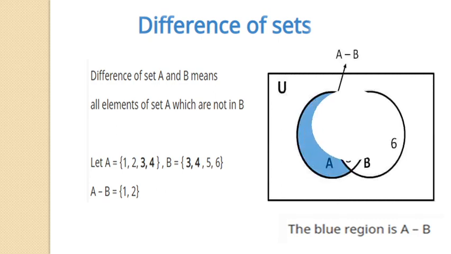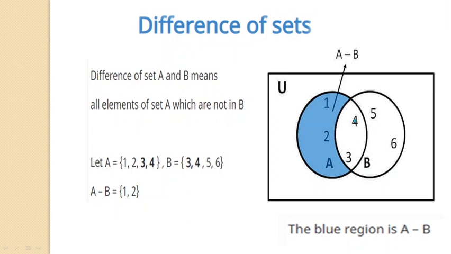Now difference of sets. Difference of set A and B means all the elements of set A which are not in set B. So A and B: 1, 2, 3, 4 and 3, 4, 5, 6. What do we have to do? We have to subtract the elements of B from A. So is there any element in set A which belongs to B also? Yes. 3 and 4. So when we subtract all the elements of B from set A, 3, 4 is common, so we will subtract it from A. So what will be left? 1 and 2.